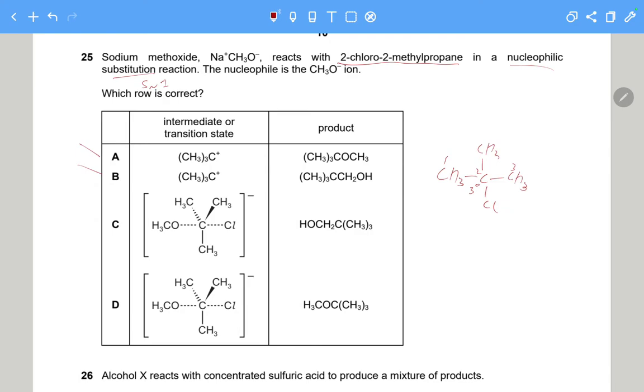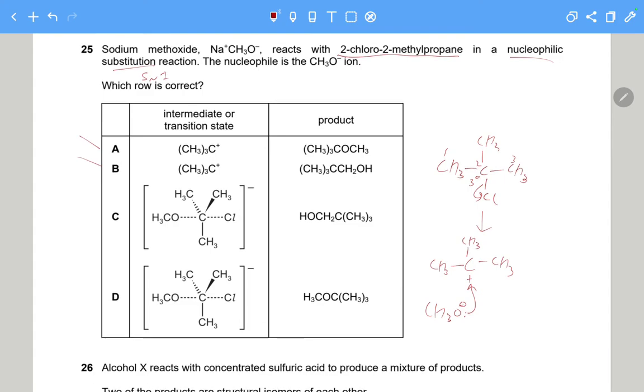And the product, the CH3O-, so let's draw the mechanism. The Cl- will leave, we'll get this carbocation, and then the CH3O-, which is the nucleophile, will attack this carbon atom, and that's why we'll get this answer. We'll get option A, which is (CH3)3COCH3, which is basically the CH3O group, which was the nucleophile, attached to the carbocation.